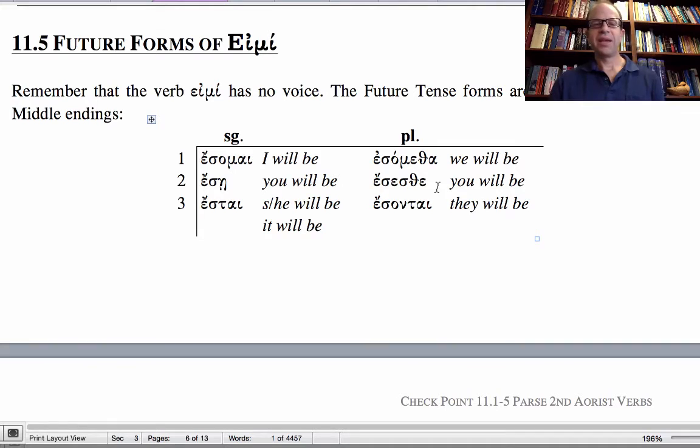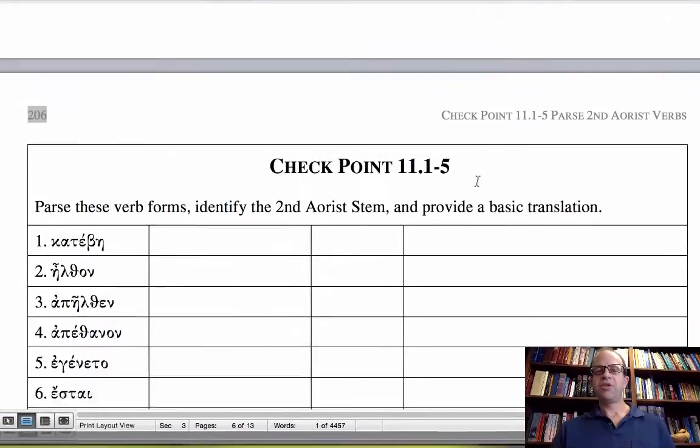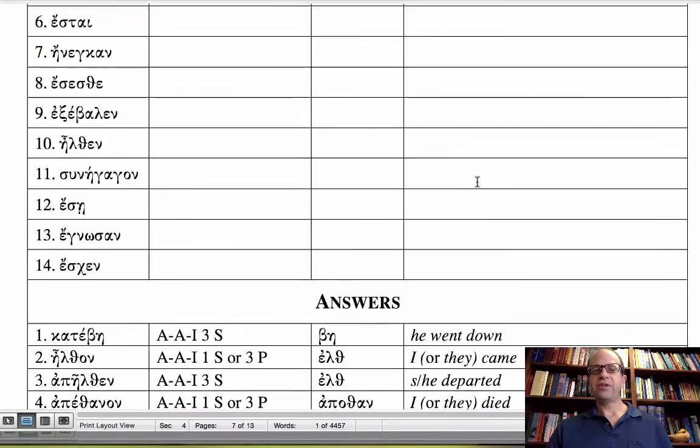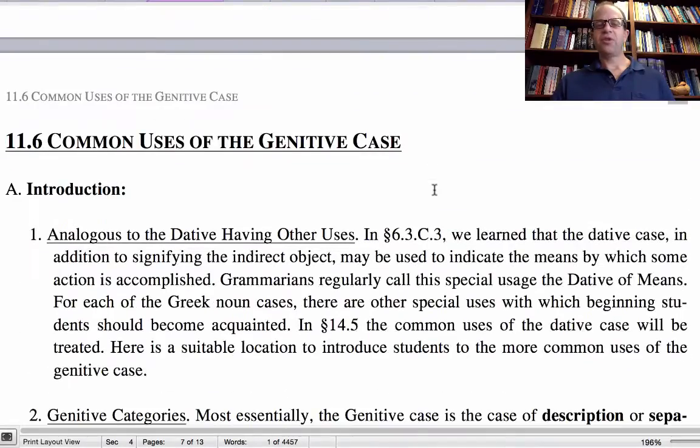Okay, well, second aorist verbs are a bit of a challenge for students, but I know that you'll get the hang of it. Here are the future forms of eimi: esomai, esei, estai, esometha, esesthe, esontai. And this will be the last formation of eimi in the indicative mood. So you've got the present of eimi, you've got the imperfect of eimi, and now you have the future. So with these endings, you will have learned all the indicative forms of the verb eimi. Be sure to do the checkpoint which will help you practice parsing these verbs.